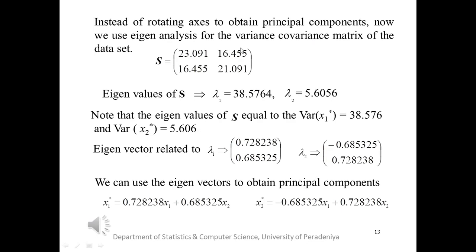Instead of rotating axes to obtain principal components, do we have any other simple method? We try to find an answer for this question after finding eigenvalues and the corresponding eigenvectors of the variance-covariance matrix of the data set. Look at the eigenvalues. They are exactly equal to the variance of x1 star and x2 star. We can use the eigenvectors to obtain principal components as shown here.